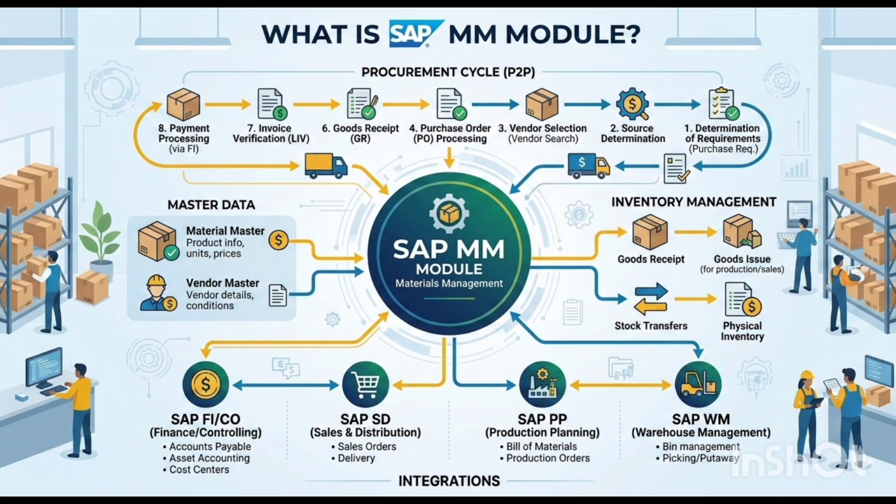So, the next thing we will be discussing is the procurement cycle, P2P. SAP MM follows a standard called the Procurement-to-Pay cycle. It has 8 basic steps: determination of requirements, source determination, vendor selection, order processing, order follow-up, goods receipt, invoice verification, and payment processing. The last thing relevant to SAP MM is integration with other modules.